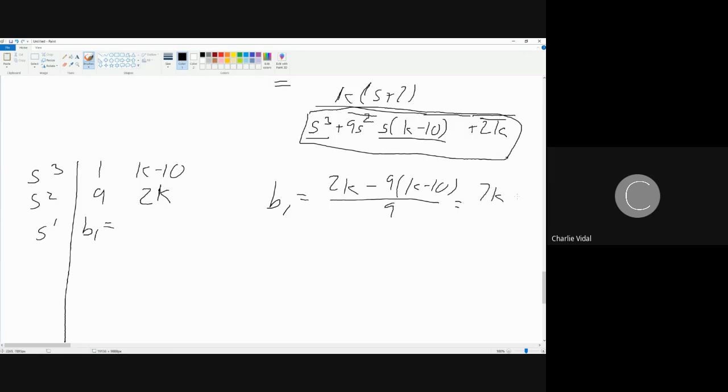7k minus 90, right? Because it's just doing math. Negative 9k plus 2k is 7k, and then you do 9 times negative 10, which gives you negative 90. So that's our B1 value: 7k minus 90 divided by, no, divided by 9.